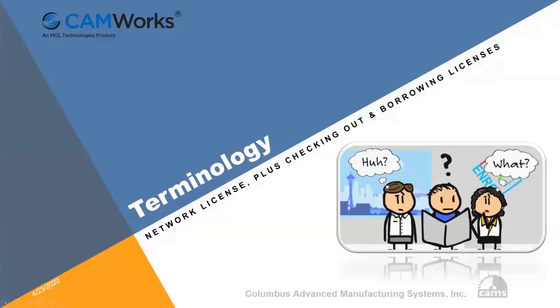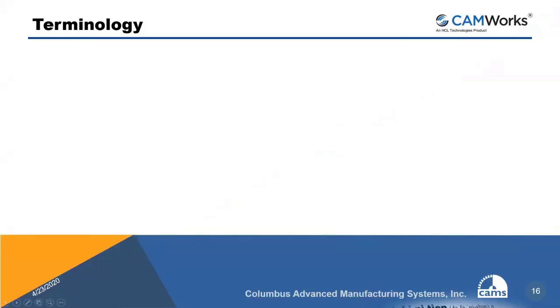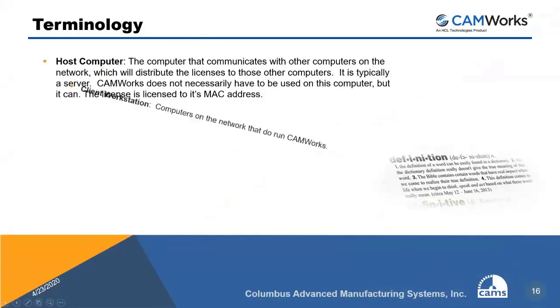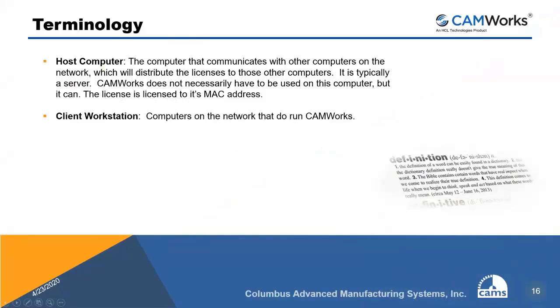And then some quick terminology to help clarify some things as we're discussing and setting things up here. So I thought we would define some common terminology that we use when we're discussing floating network licenses. Okay. First of all, the host computer. The host computer is the computer that communicates with other computers on the network, which will distribute the license to those other computers. It is typically a server.